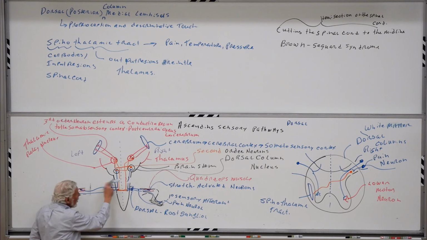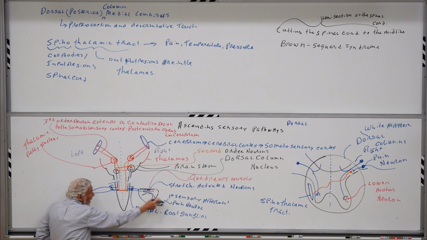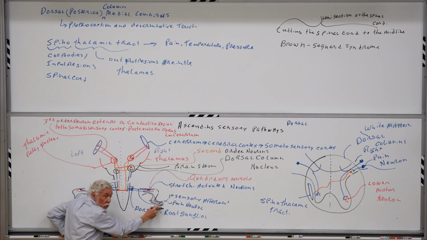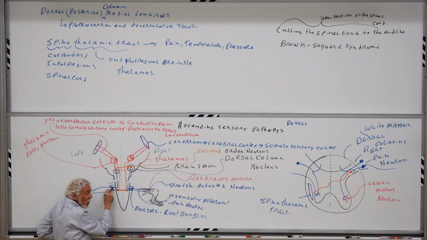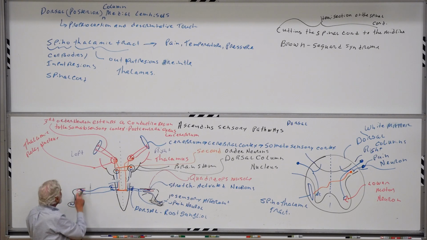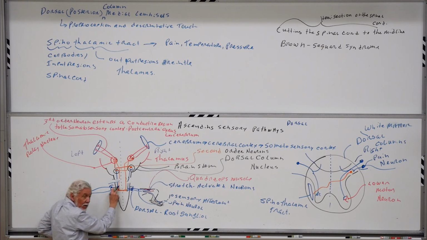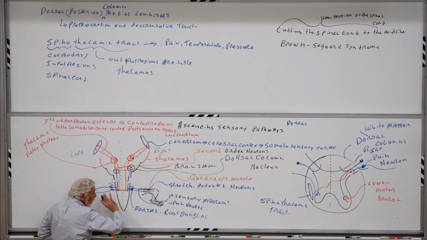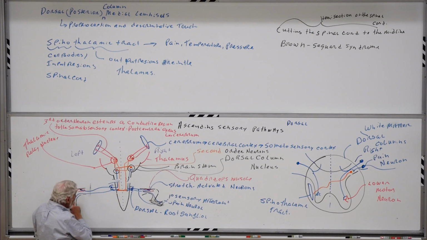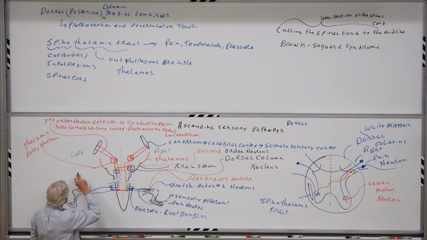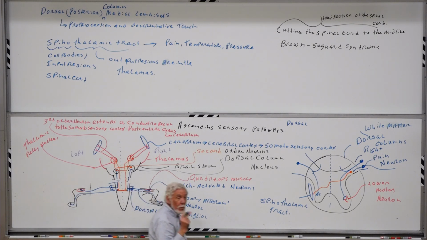So what's going to happen here, if you cut this, then this second order neuron coming from what we've labeled as the right side is broken. But the information from the left side about fine touch and proprioception is broken. But on the other side of the coin, pain gets through from the left side. So you just flip the whole story.